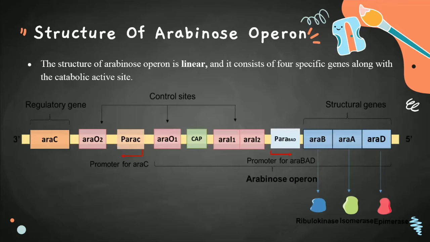Next, coming to the structure of arabinose operon. The structure of Arabinose operon is linear and it contains 4 specific genes along with the catabolite active site. Here you can see the regulator genes, the promoter genes, then the operator genes, then the structural genes, and then the catabolite active site. So this is the structure of the Arabinose operon.